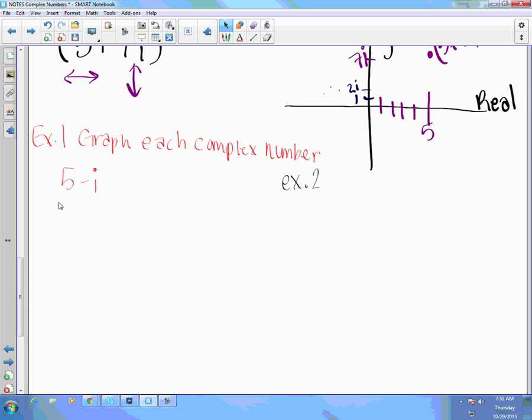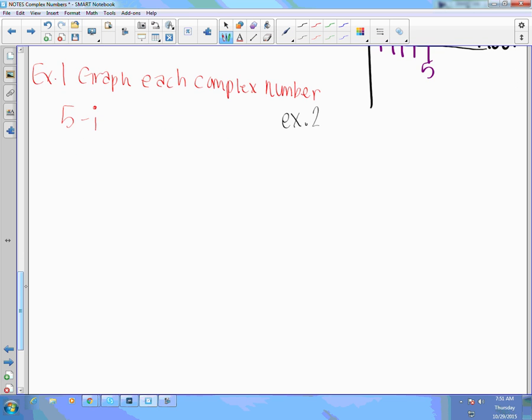Okay, we're going to call it example 1. I know we already did one in graphing 1, but we're going to practice graphing a couple of complex numbers, and we're going to use those same problems to calculate one other thing. So I would like you to graph the complex number 5 minus i.